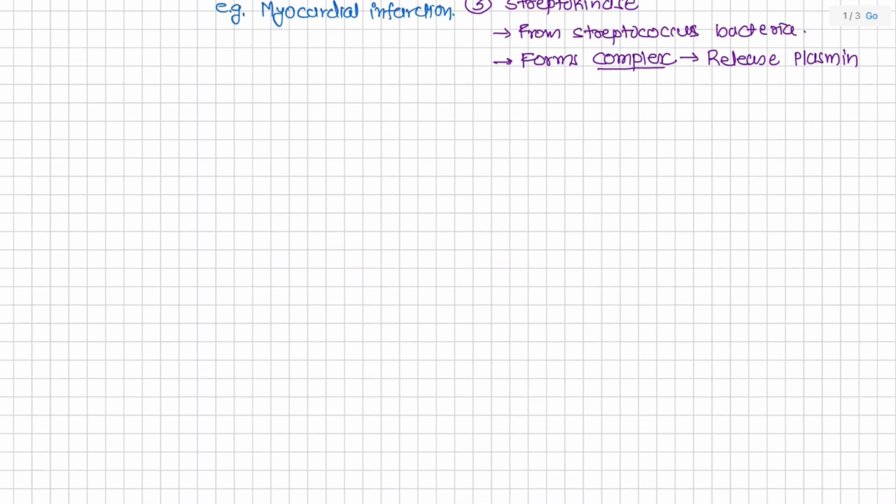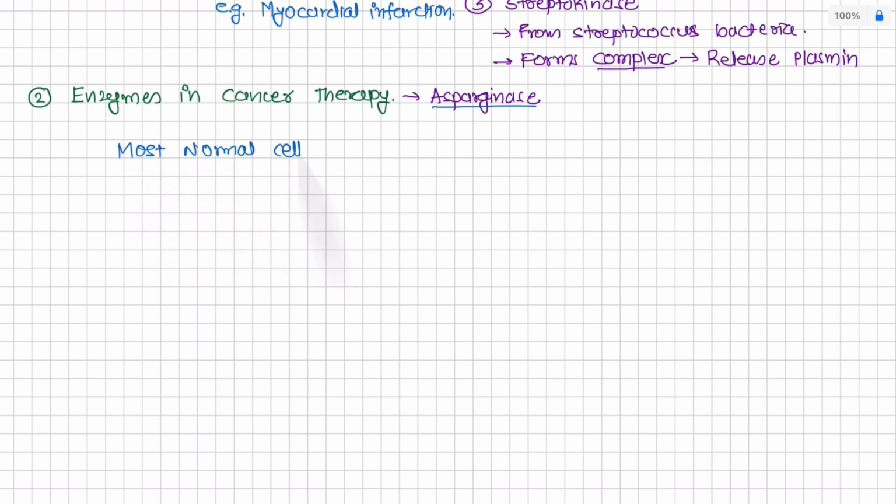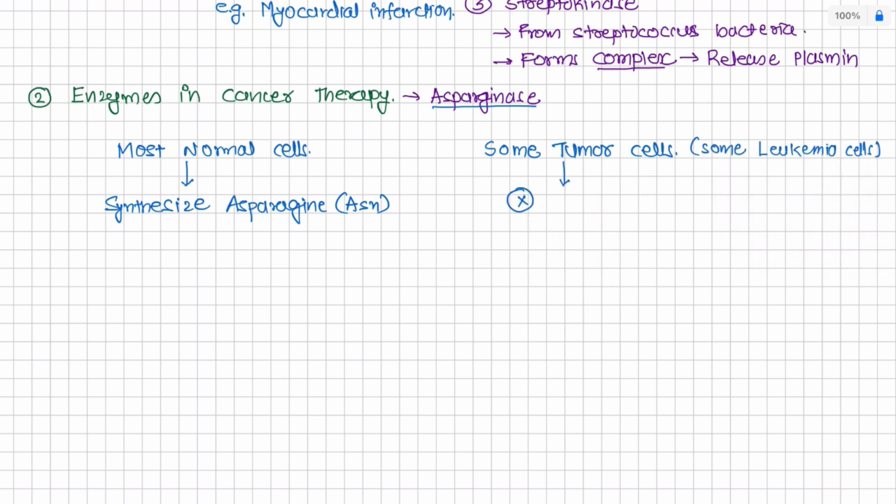Moving to another fascinating application, enzymes in cancer therapy. Specifically, let's talk about an enzyme called asparaginase. To understand how asparaginase works, we need to understand a vulnerability that some cancer cells have. Most normal cells in the body can synthesize a non-essential amino acid called asparagine or ASN. However, some tumor cells, particularly certain types of leukemia cells, cannot synthesize asparagine. So, they must depend on getting asparagine from the blood.